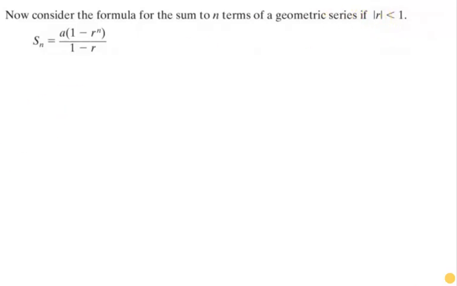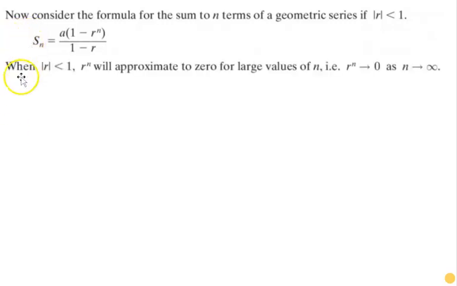Okay, so go back to this formula now. When the modulus of r is less than 1, r to the power of n will approximate to 0 for large values of n, i.e. r to the power of n approaches 0 as n approaches infinity. So the bigger that n gets, the closer r to the power of n gets to 0.